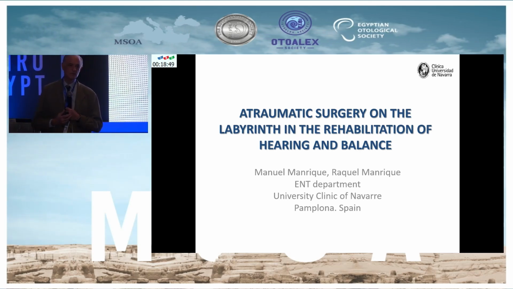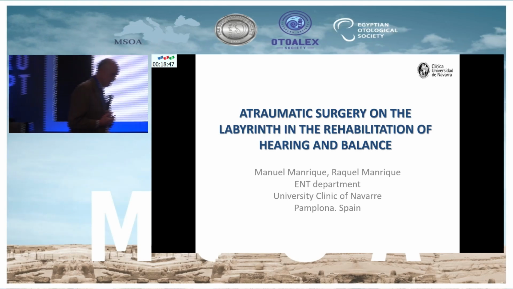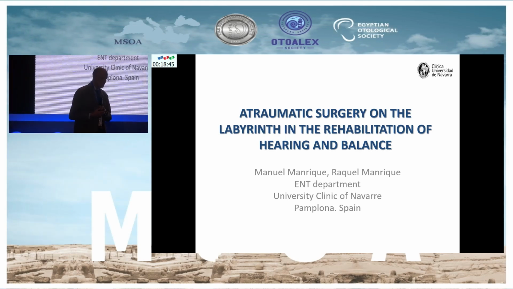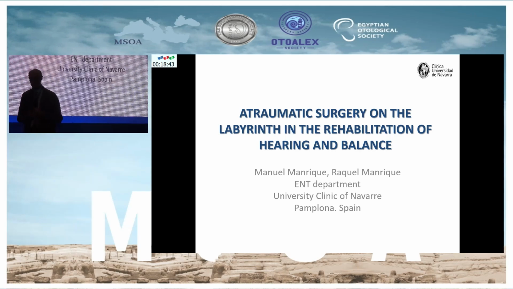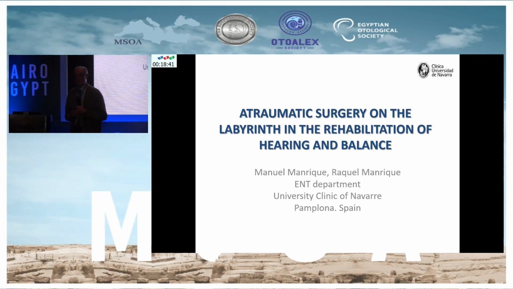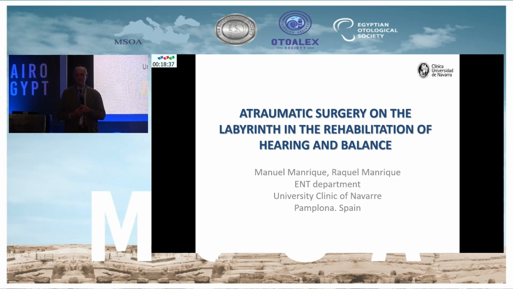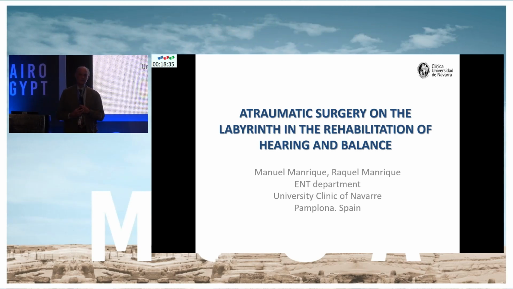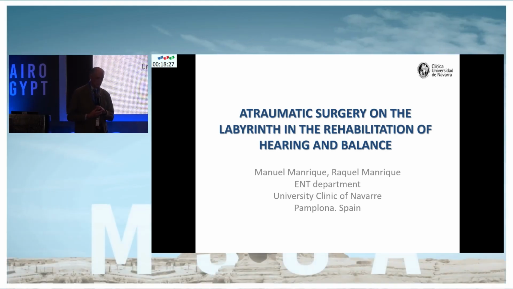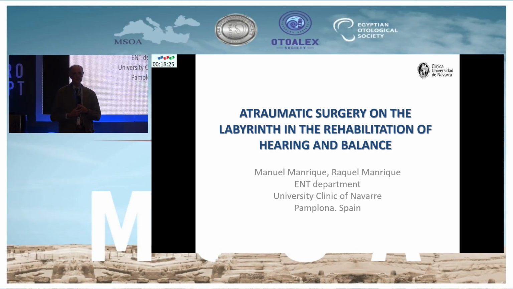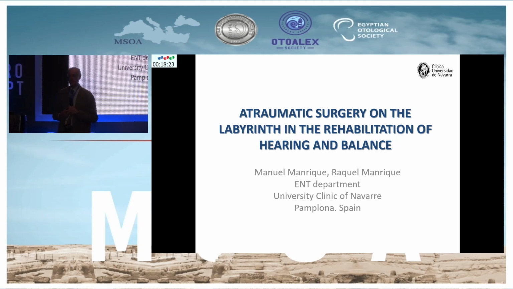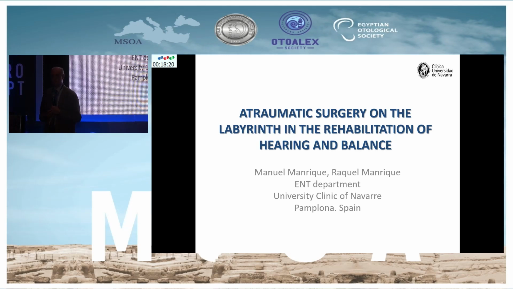So today we are working in a regular way doing cochlear implant surgery, but other procedures are coming, like vestibular implants, surgery for drug delivery, and surgery for gene therapy that I'm going to talk about tomorrow, and also even taking some samples of the inner ear for diagnosis purposes.